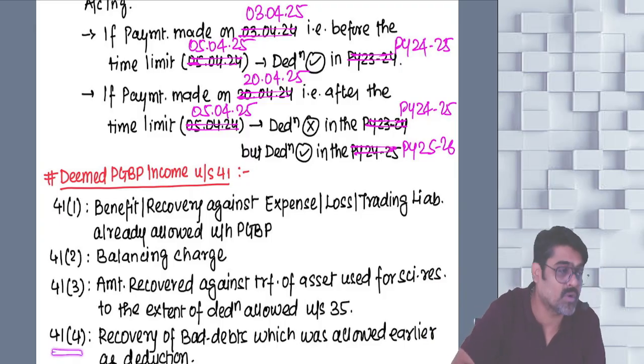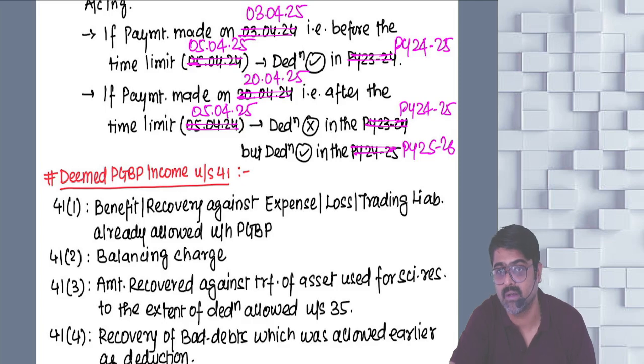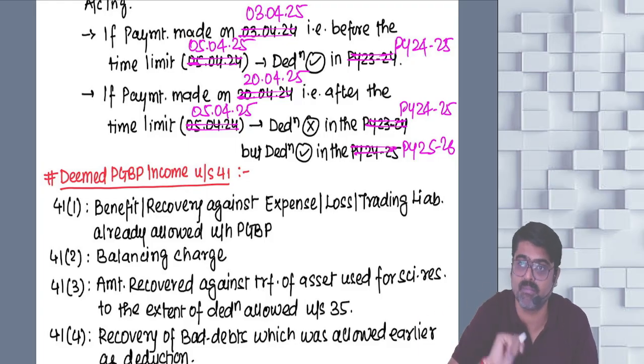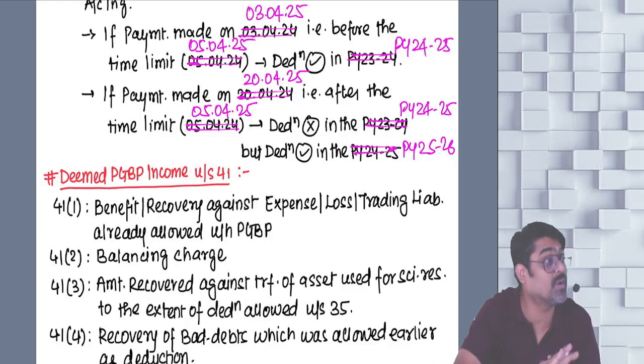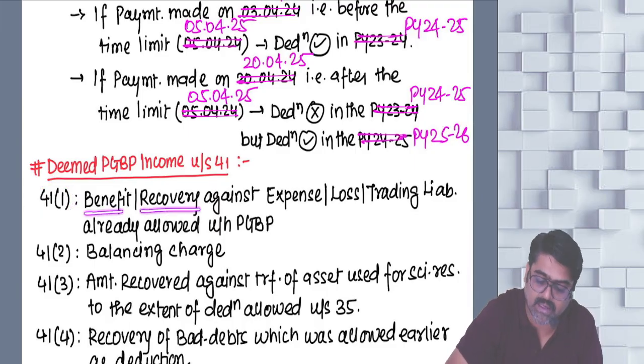If any bad debt which was allowed earlier is later on recovered, that recovery of bad debt will also be treated as your deemed PGBP income in the year in which it is recovered. But that recovery will be treated as deemed PGBP income only if it is a recovery of that bad debt which was allowed as a deduction. But the bad debt which was not allowed as a deduction, if later on recovered, that recovery will not be taxable as your deemed PGBP income, because that recovery is out of the bad debt which was not allowed as a deduction. Yes or no?